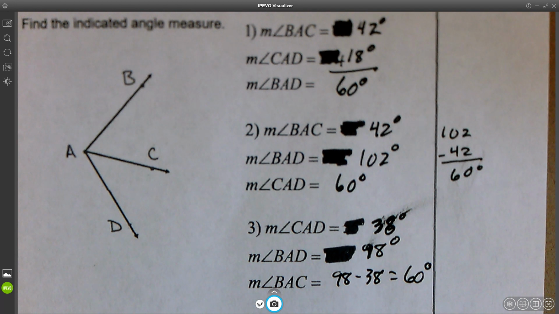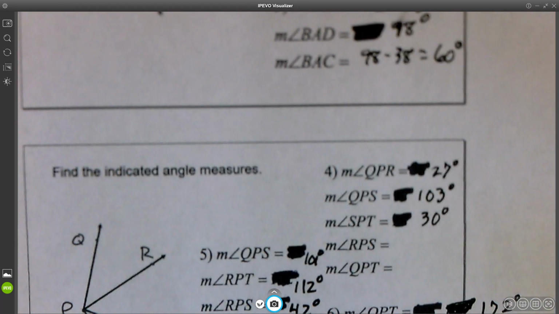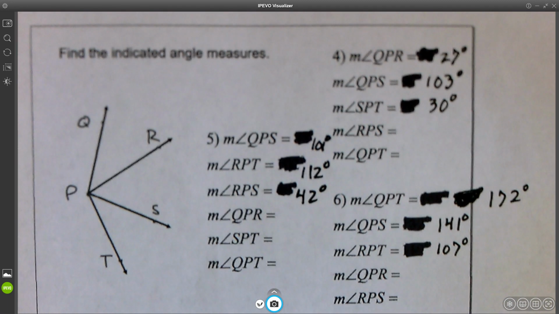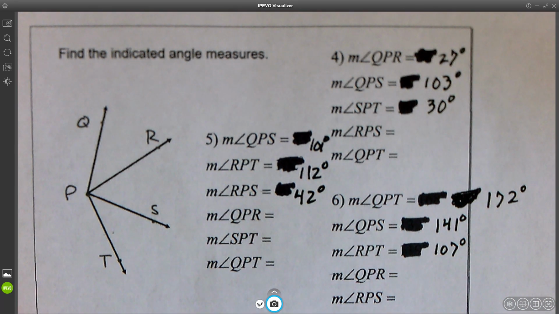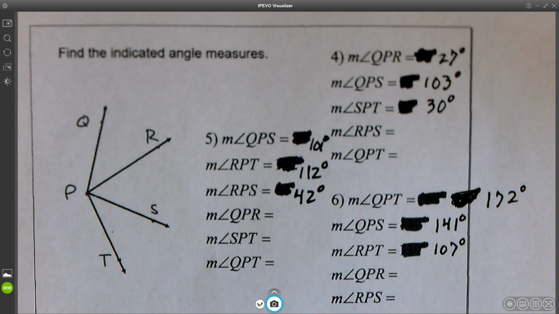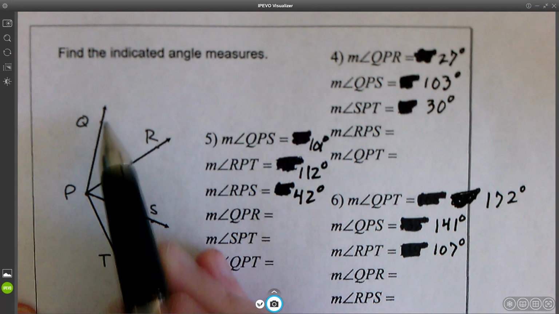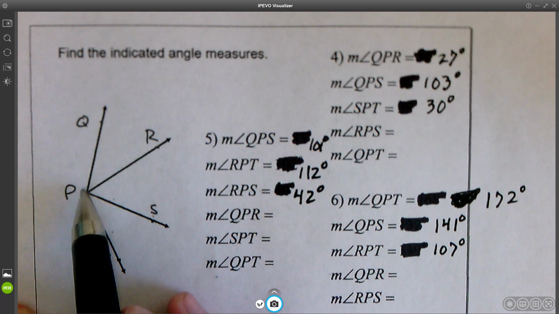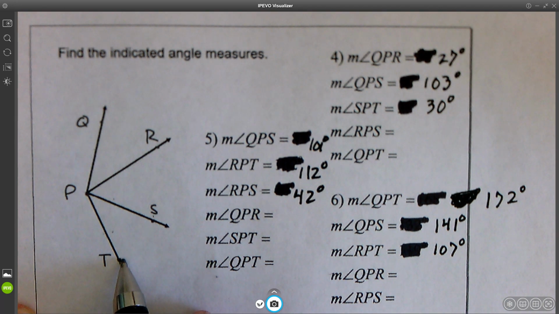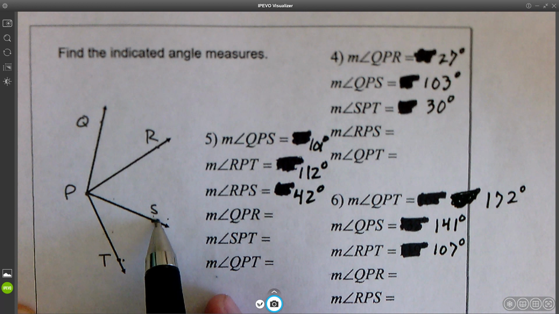When we move on to number 4, 5, and 6, it makes it slightly more complicated because we have 3 angles instead of just 2. So they could be nice and give us short things, or what we did and give you a little bit more to figure out. So QPS, so this whole thing in here is 101. RPT is 112. RPS is 42.